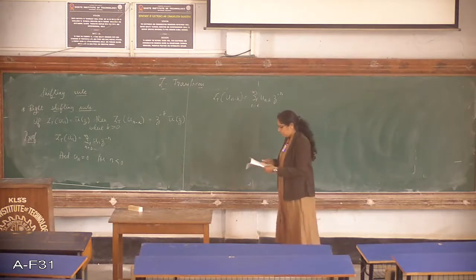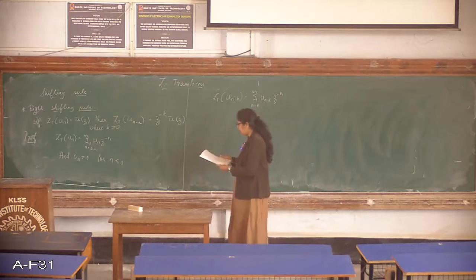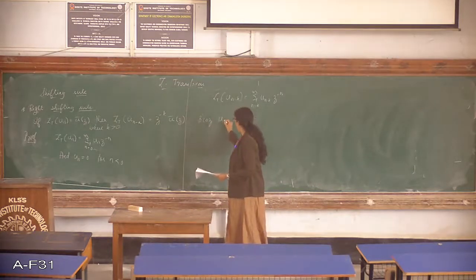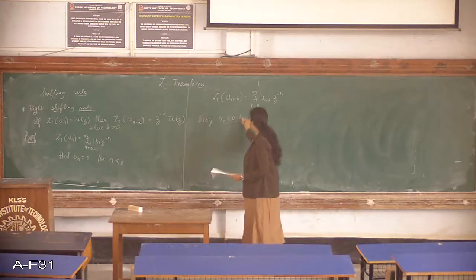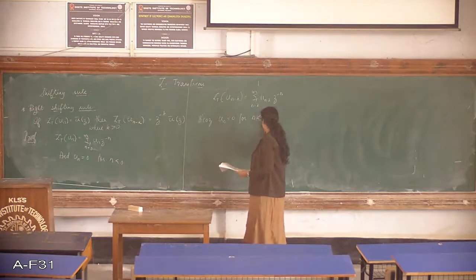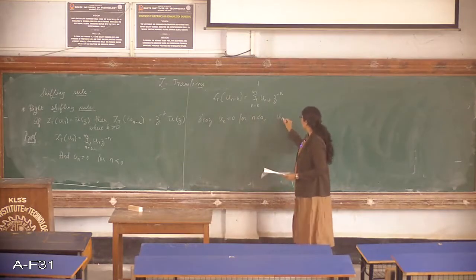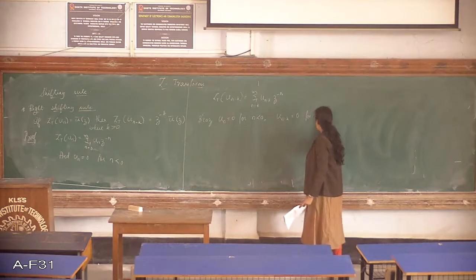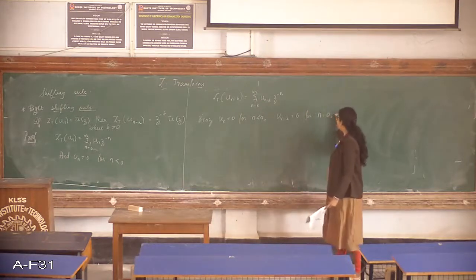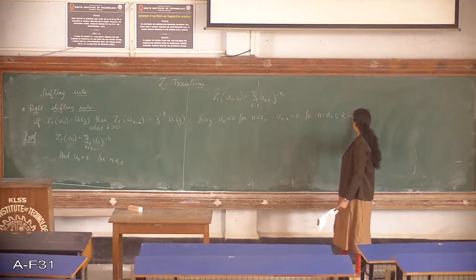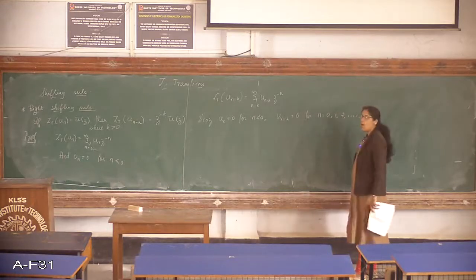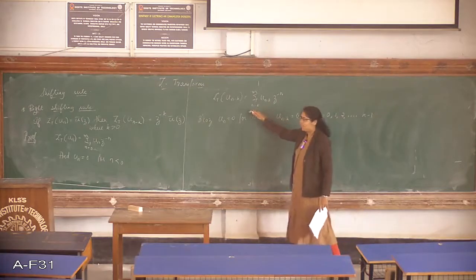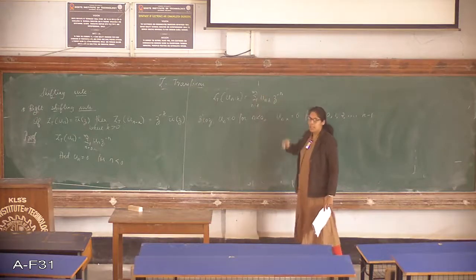Let me write it: this is because u_n will be equal to 0 for n less than 0, that is, u_(n minus k) will be equal to 0 for n taking the values 0, 1, 2, and so on till k minus 1. I hope I have made it clear why the range is from n equal to k to infinity.